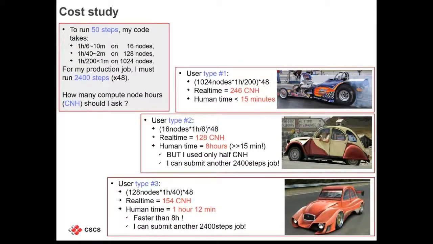But you could also try to do like user number 3, which is a mix of number 1 and number 2. In that case, you will get the result of your simulation after 1 hour for more or less the same amount of compute node hours. So that's faster than 8 hours, faster than user number 2. And you can still run a second job to get more computation done.